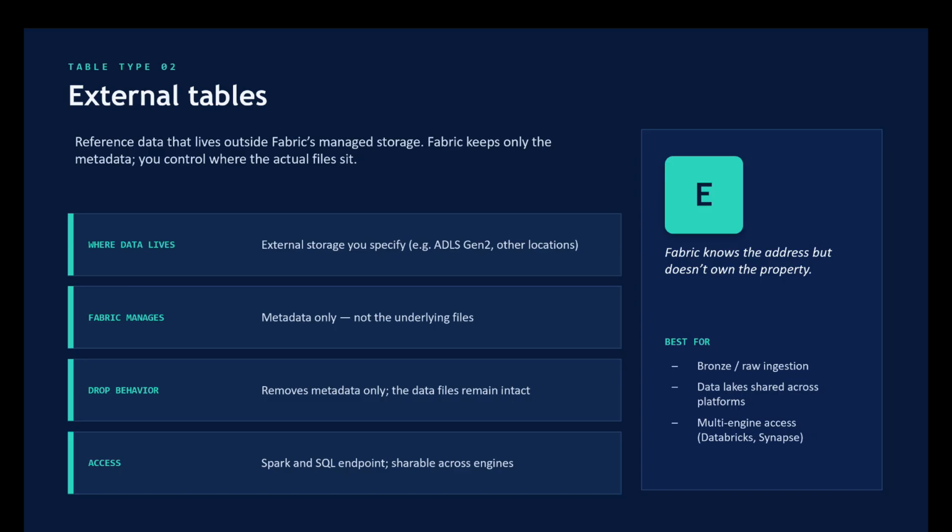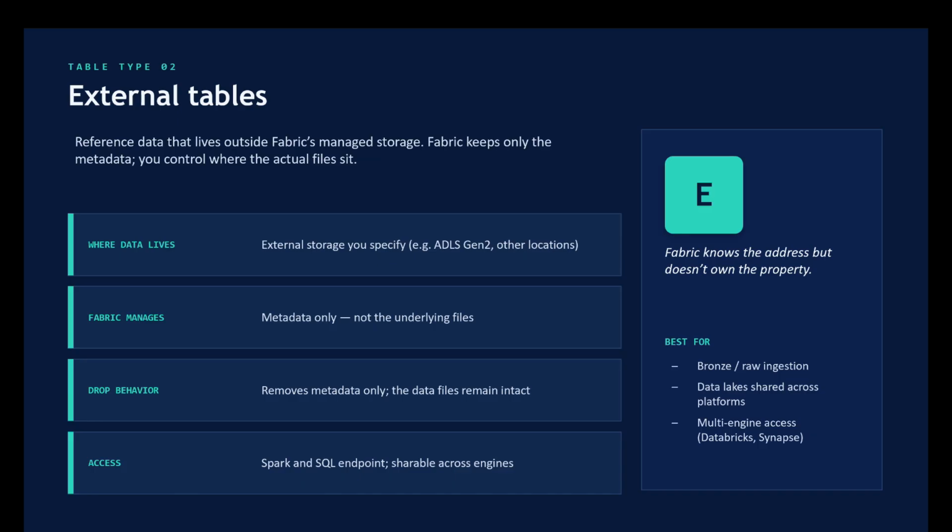External tables, as the name suggests, are tables which reference data which can live outside of Fabric's managed storage. So they can live within the file section of your lakehouses, or the data can live somewhere completely external in another data lake elsewhere. And you can reference that data and create tables on top of that data to explore that data.